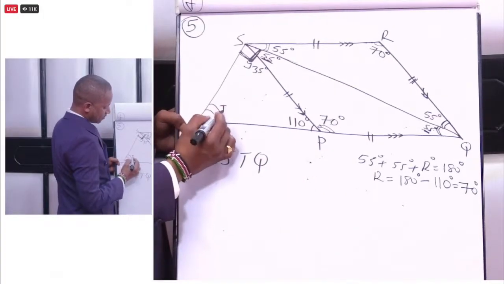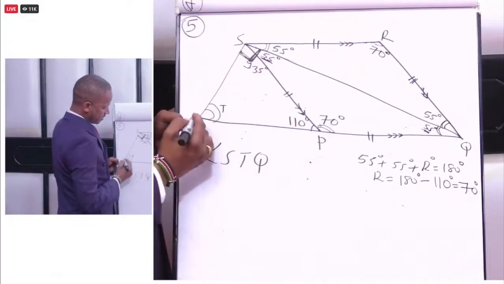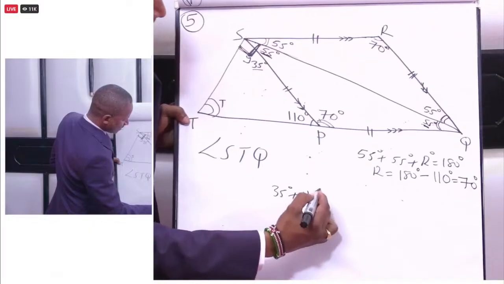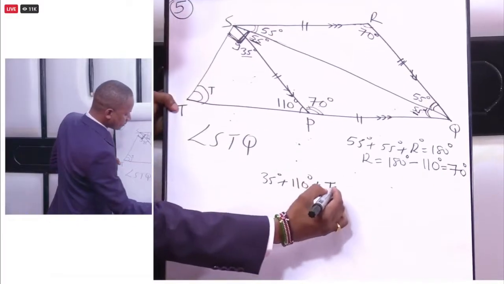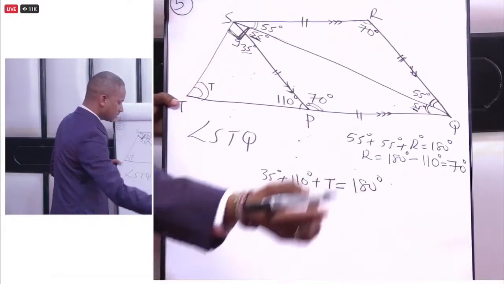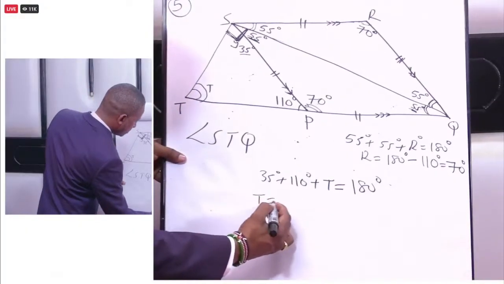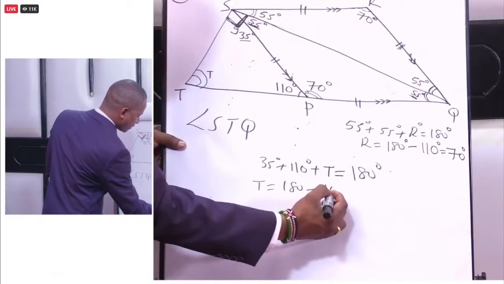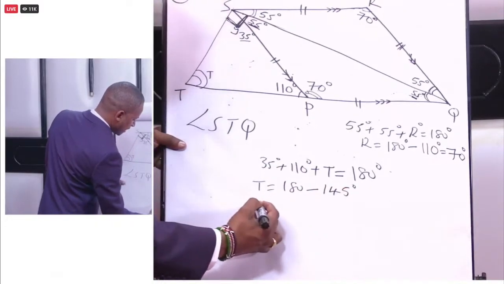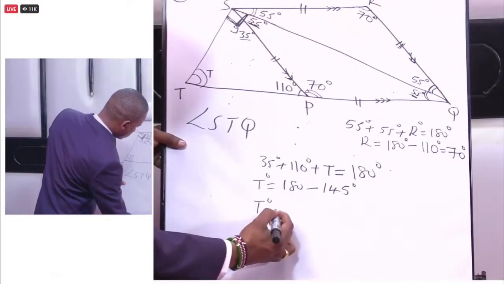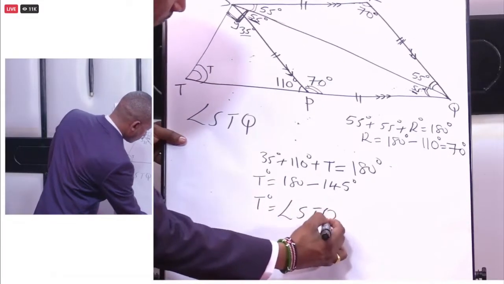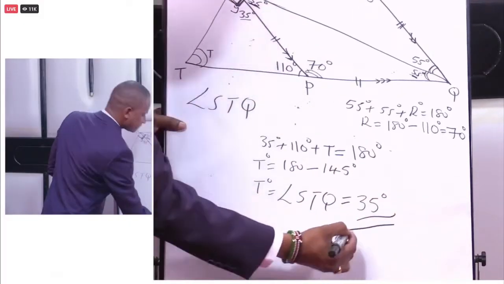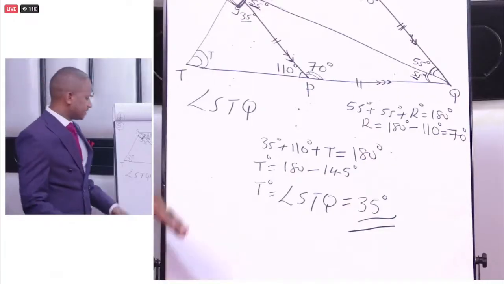Now, this is the angle that we want, angle T. Then we have a triangle here. So, 35 degrees plus 110 degrees plus angle T equals 180 degrees. Angles in a triangle add up to 180 degrees. So, T equals 180 minus 145, which is 35 degrees. So angle T, which equals angle STQ, is 35 degrees. That's it.